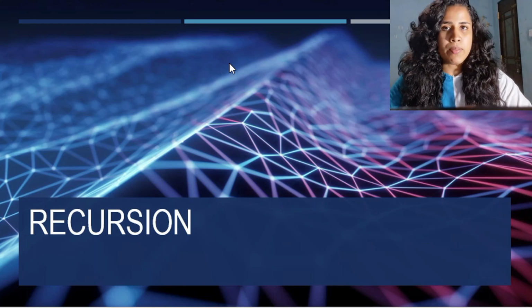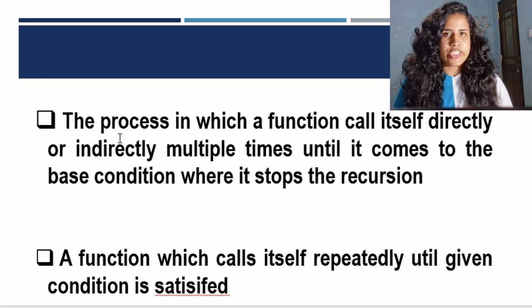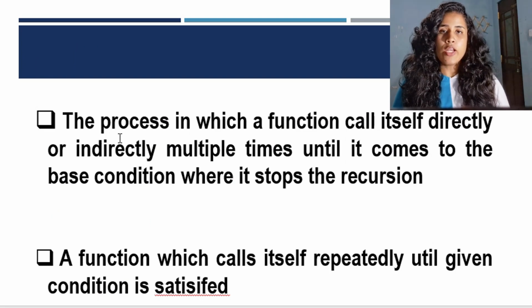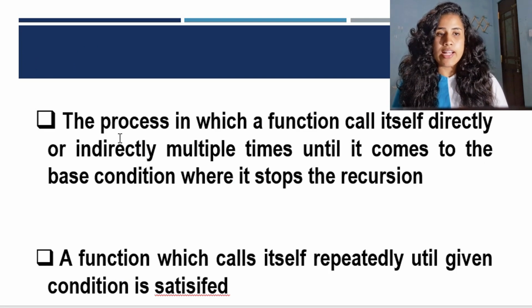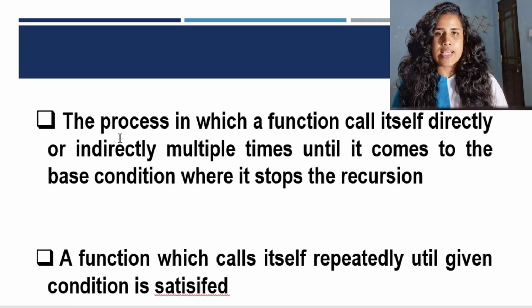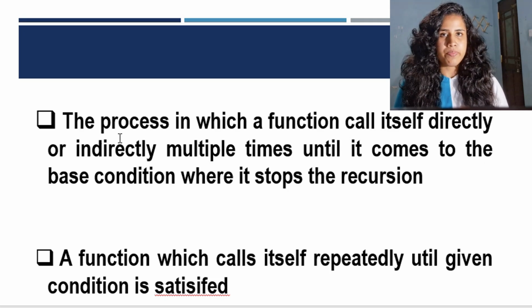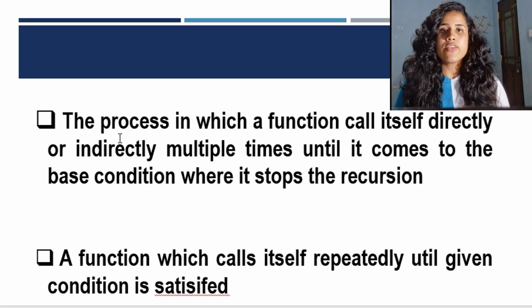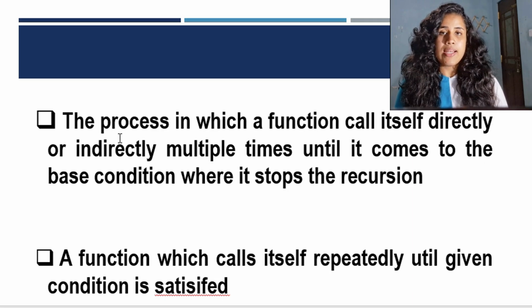So today we are going to talk about recursion. What is recursion? Recursion is the process in which a function calls itself directly or indirectly multiple times until it comes to the base case condition where it stops the recursion. Or else we can say that it's a function that calls itself repeatedly until a condition is satisfied. Simply it means calling a function inside its body, like the main function. It is the process of solving a problem by breaking it into smaller and simpler subproblems.